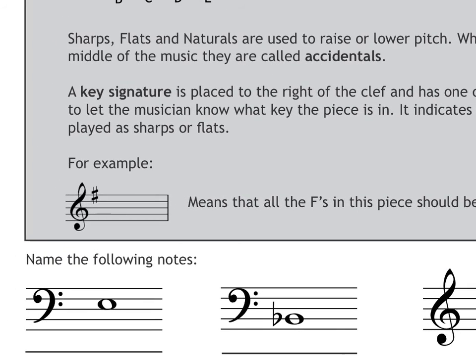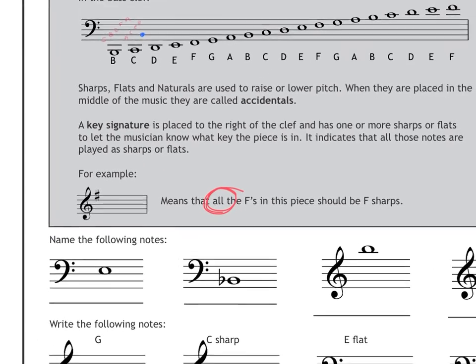That means that all Fs in this piece should be F sharps. Now it doesn't mean just the Fs on this line, on the top line. They literally mean all the Fs. So all Fs on the top line, any and all Fs on the bottom space. If there were Fs way down on several ledger lines below the staff or above the staff, you'd play those as F sharps as well. All Fs are played as F sharp.